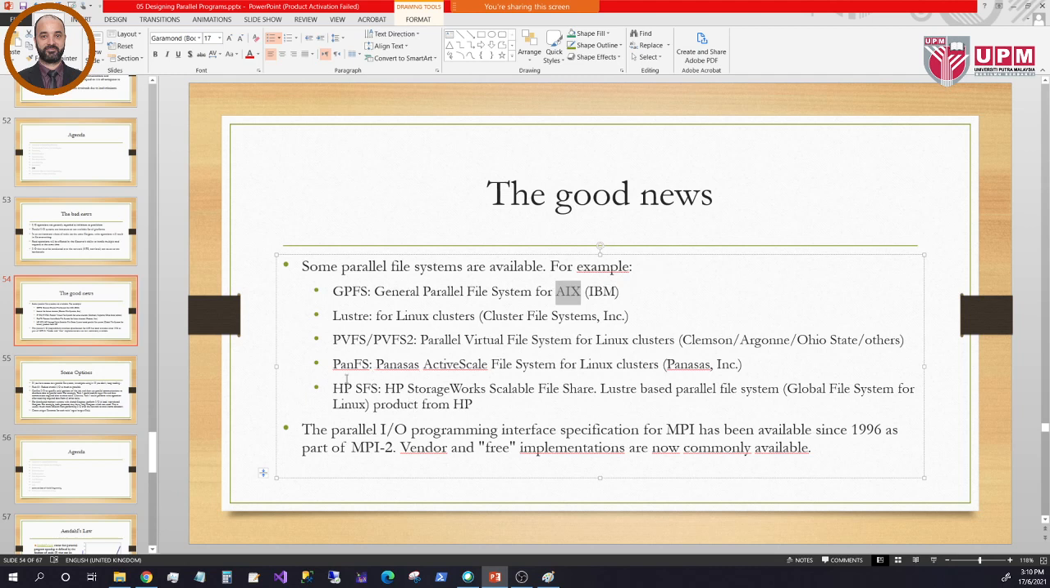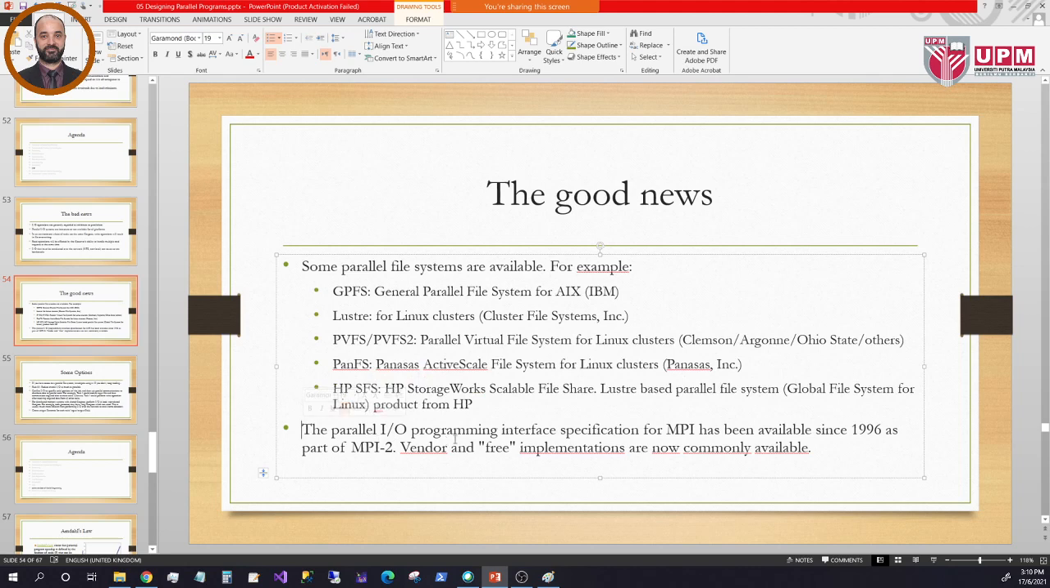Then we have PanFS, Panasas ActiveScale file system, also for Linux clusters. This is from the company called Panasas. And then here we have something called HP SFS from HP: HP StorageWorks Scalable File Share, a Lustre-based parallel file system, and a global file system for Linux product from HP.